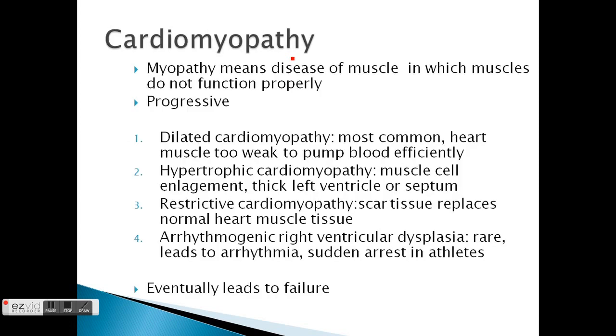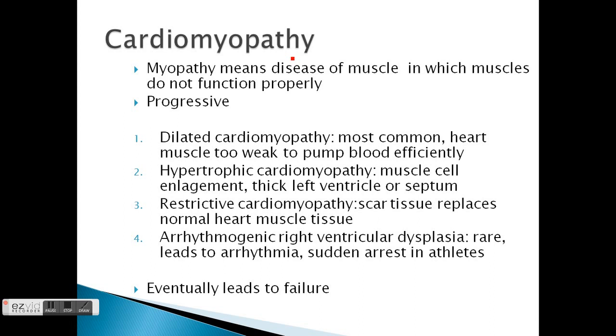Next, we'll see cardiomyopathies. Basically, myopathy means the disease of a muscle in which the muscle does not function properly. So if the heart muscle does not function properly, it is called cardiomyopathy. It is a progressive condition and it is categorized into 4 categories. Also, there are more categories which are not covered over here. So the most important types of cardiomyopathy are dilated cardiomyopathy, hypertrophic cardiomyopathy, restrictive cardiomyopathy, and arrhythmogenic right ventricular dysplasia. Dilated cardiomyopathy is the most common condition, and the heart muscle is too weak to pump the blood efficiently.